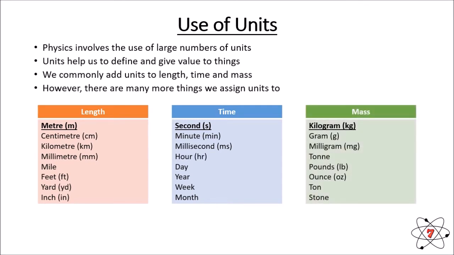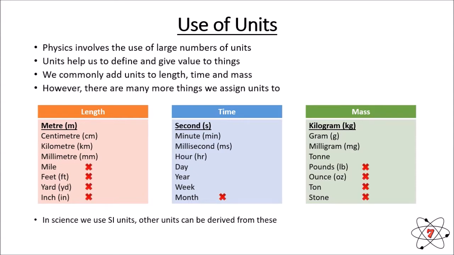And when we have mass, we have kilograms, grams, milligrams, tons, spelled T-O-N-N-E, pounds, ounces, a ton, spelled T-O-N. So the two tons are not the same. And we have stone. Now, if you notice, the units in bold, meters, seconds, and kilograms are more important than the others. These are what we call our SI units, and other units can be derived from them. This means that we can either divide or multiply them, and we get a slightly different unit.